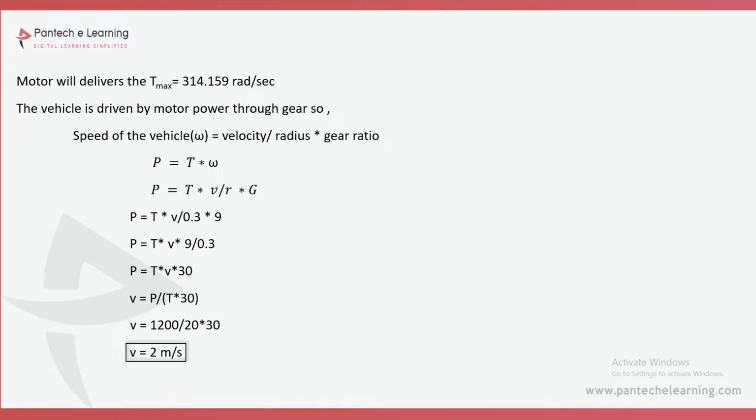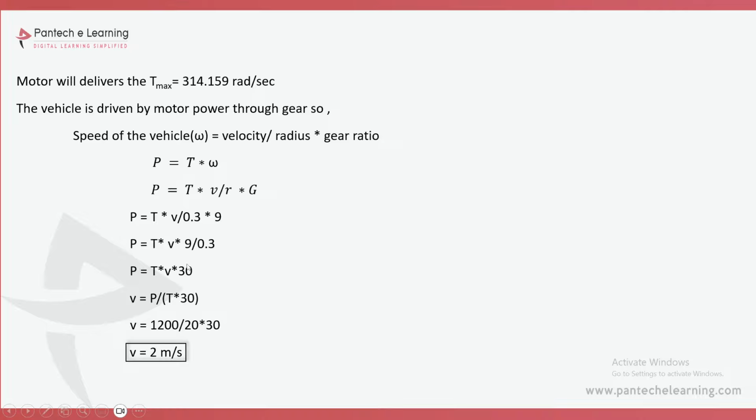A 9 to 1 gearbox means 9 rotations on one side for 1 rotation on the other, in the opposite direction. Gearboxes are available in 6 to 1, 8 to 1, 9 to 1, 11 to 1, and 12 to 1. Those are the types of gearbox, but I choose the 9 to 1 gearbox. So I will substitute the 9: P equals T into V into 9 by 0.3.